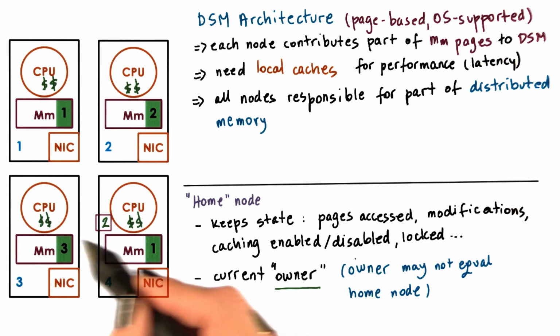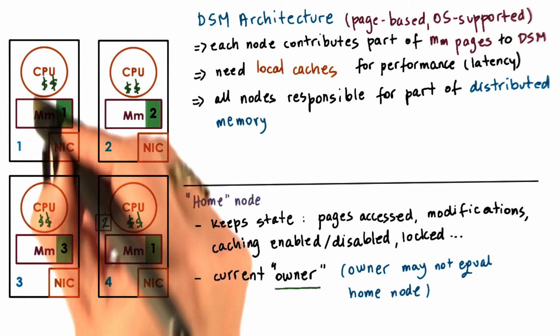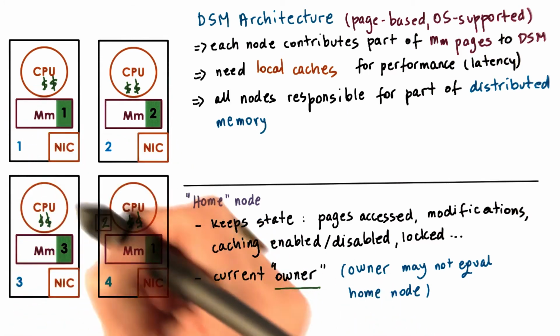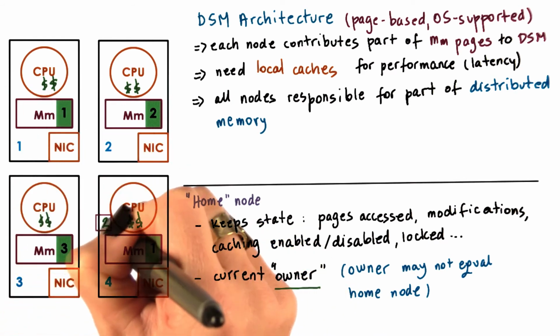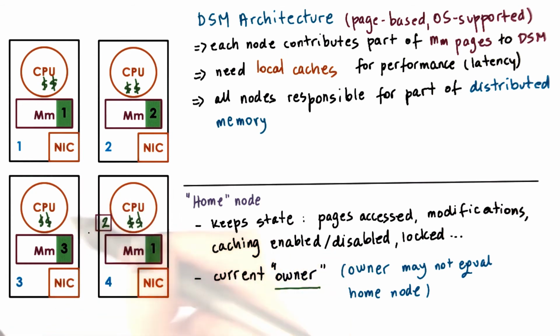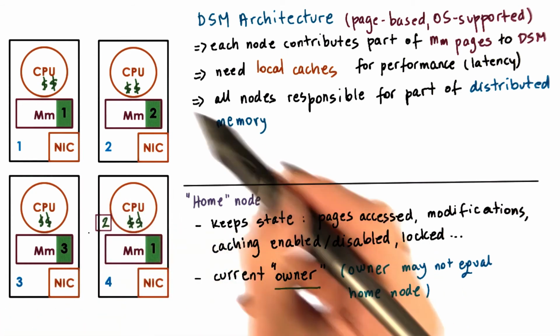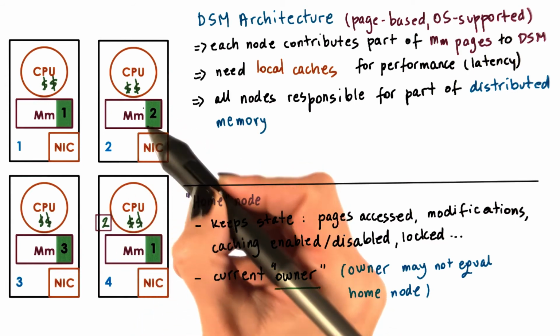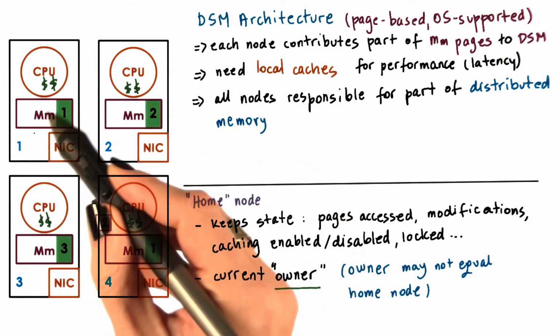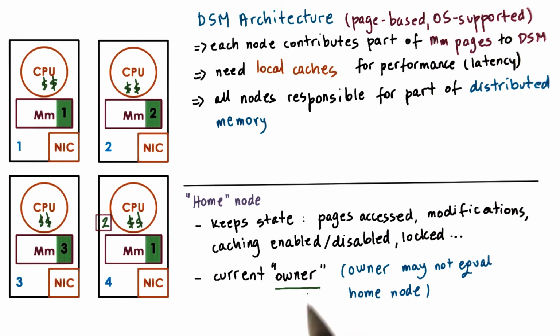And in fact, the owner may change as whoever is accessing this page migrates throughout the system or new processes, new threads require access to this particular page. They may become owners as well. The role of the home node for that page, in this case, that was node 2, is to keep track of who is the current owner of that page.